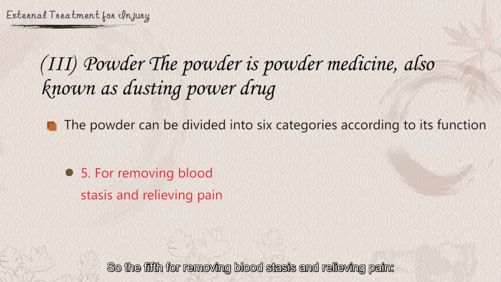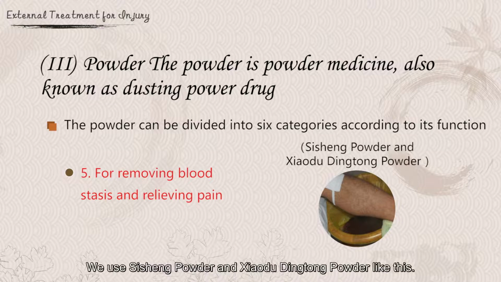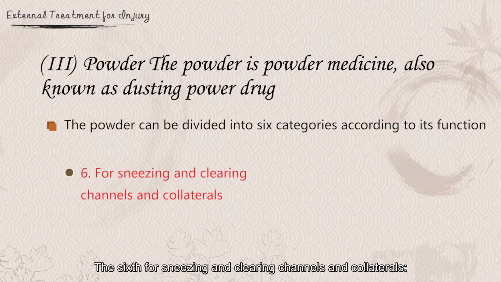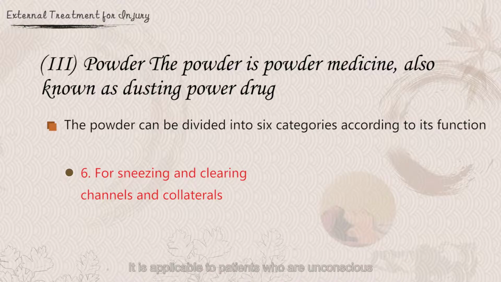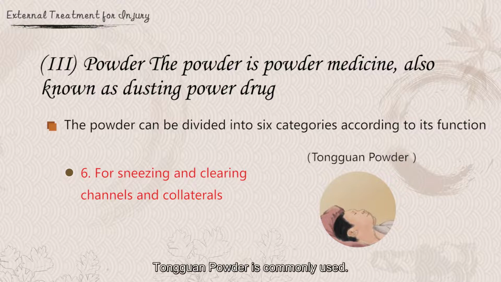The fifth, for removing blood stasis and relieving pain, is applicable to patients with swelling and pain caused by local blood stasis after injury. We use 四神 powder and 消毒丁通 powder like this. The sixth, for sneezing and clearing channels and collaterals. It is applicable to patients who are unconscious or have a bracer plaque. 通关 powder is commonly used.